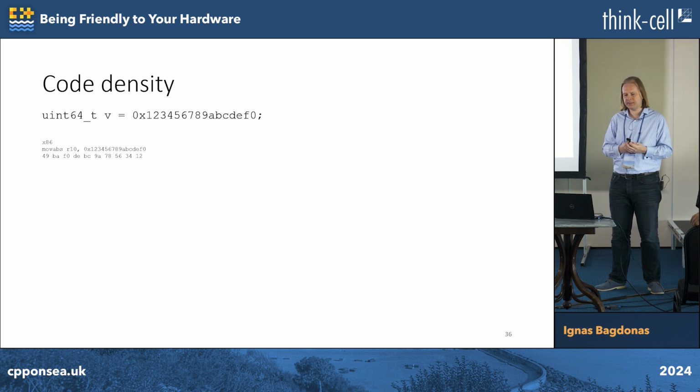So on x86, that results, if I'm not mistaken, in 10 octets, and that will be translated into, depending on what you do, two or three micro-ops, depending on a platform and some other things.